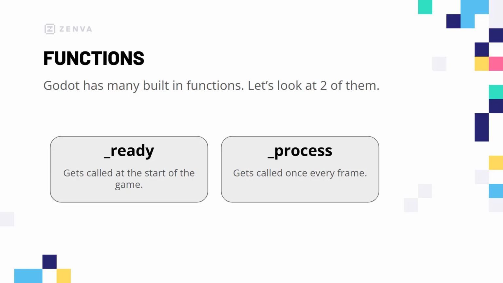And essentially the ready function gets called once at the start of the game when whatever node the script is attached to gets initialized. But then we also have the process function. Now the process function, this gets called every single frame. So if you're having code that you want to, for example, move a player around on screen, you would use the process function to do that. So now let's hop into the engine and have a look at setting this up.